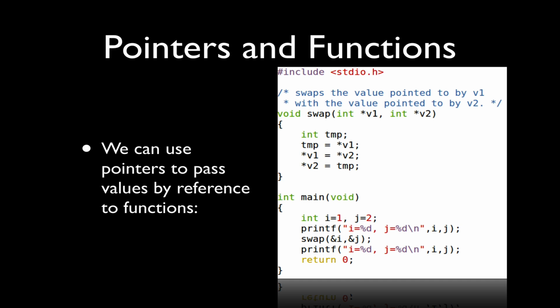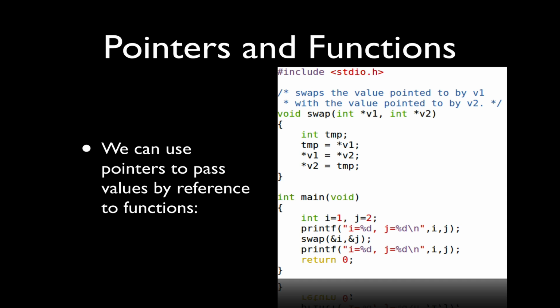So I assign to a local variable called temp star v1, which says assign to temp the value that v1 is pointing to. Then I assign the value that v1 is pointing to. So notice the star v1 on the left side now gets replaced with whatever integer value that v2 is pointing to. And I assign that equal to whatever star v2 is pointing to. Finally, I take whatever v2 is pointing to and I assign to that temp, which holds the original value of v1.